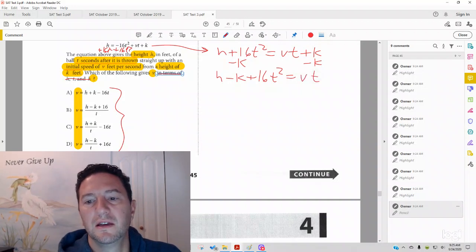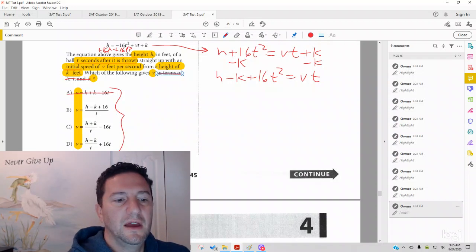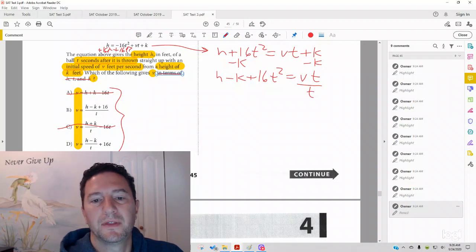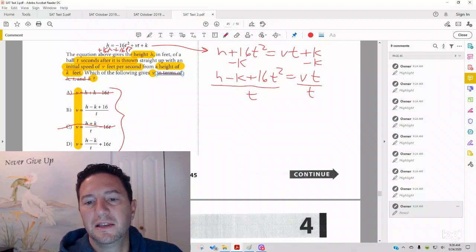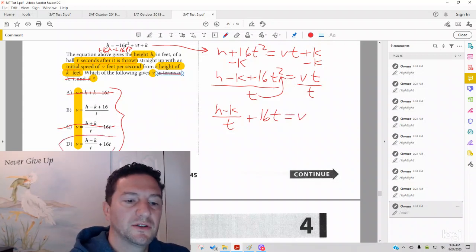Equals vt. At this point, you see that it's h minus k, so you know it's not going to be a, you know it's not going to be c. And then all that's left to do is divide by t. When you divide this whole thing by t, you might notice that t squared is just t times t, so it's going to eliminate the square. It's going to take care of one of those t's. So the h minus k remains over t, plus just 16t because once again that t was eliminated, equals v, and you can see your correct answer here is d.